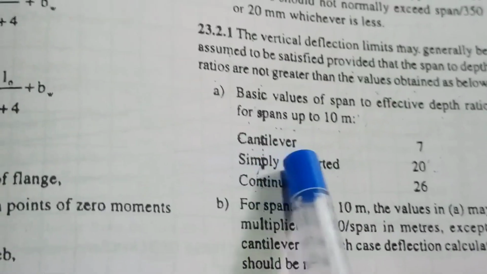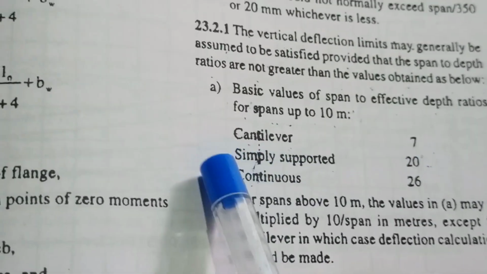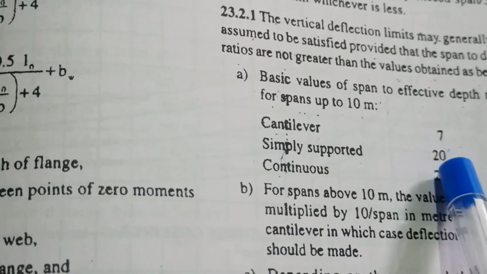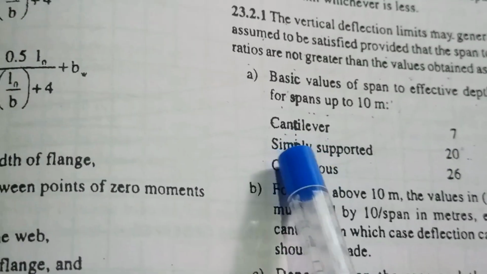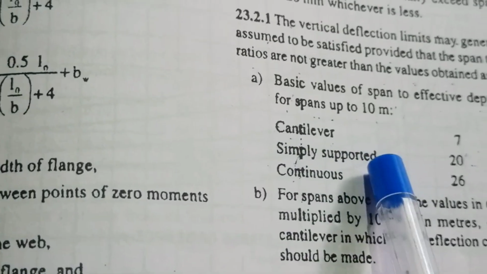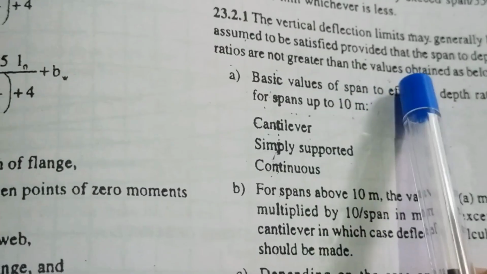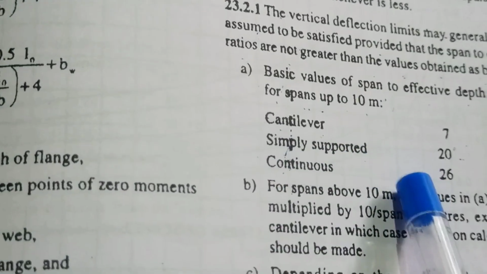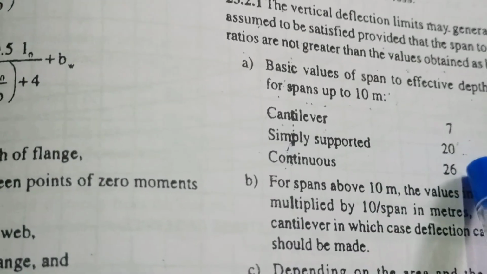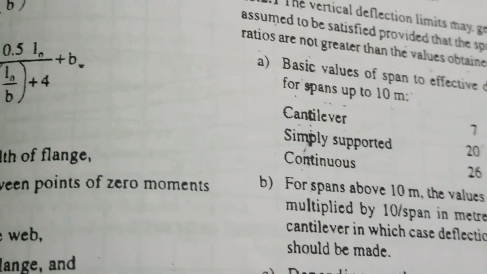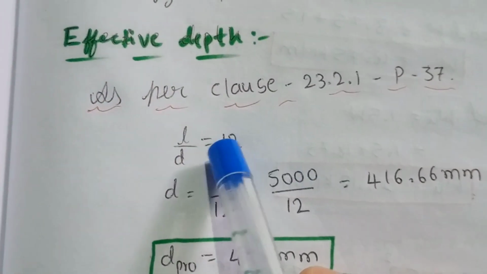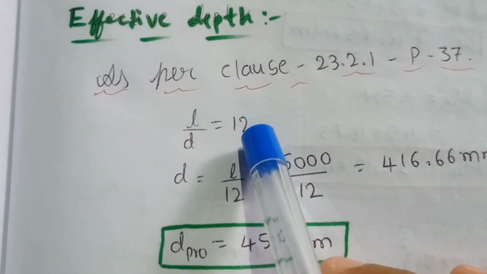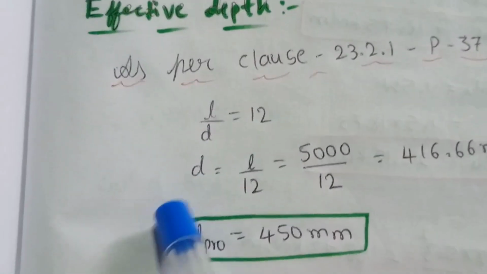For cantilever beam they have given 7. For simply supported beam they have given 20. So now we are calculating the simply supported beam. So what they have said, our L by d ratio for simply supported beam should not be greater than 20. So now I am taking L by d ratio as 12.